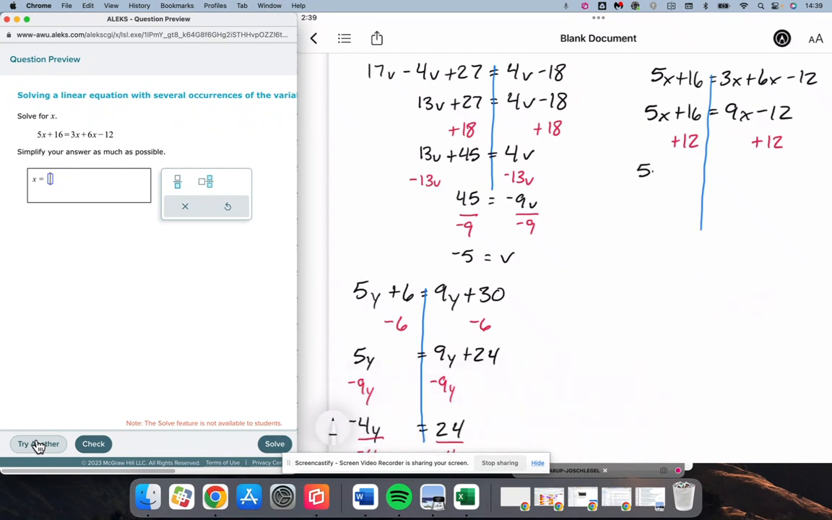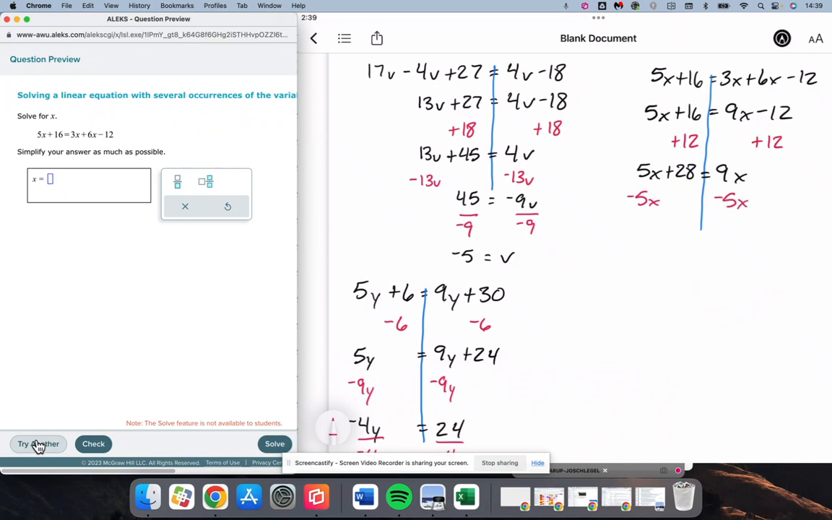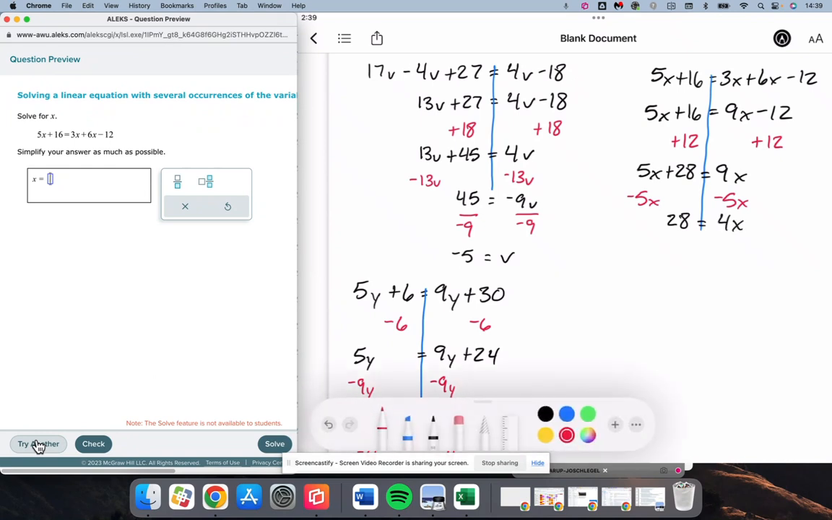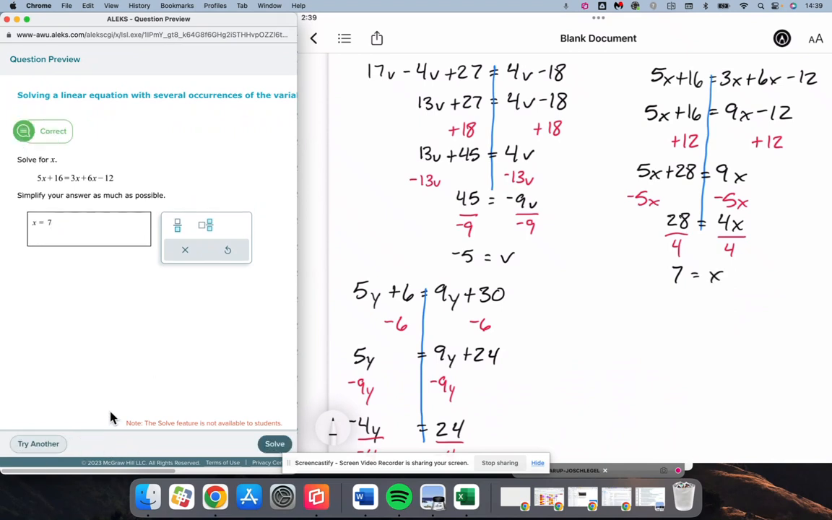So I've got 5x plus 28 is equal to 9x. And now I'm going to choose to subtract 5x from both sides. And I get 28 equals 4x. We see that x is being multiplied by 4. We need to divide both sides by 4. We get 7 equals x. Okay.